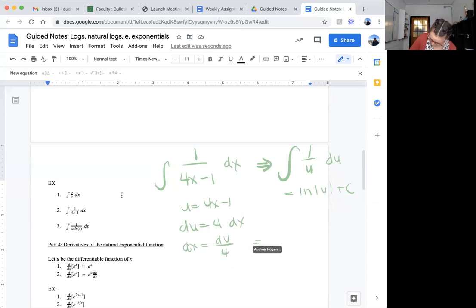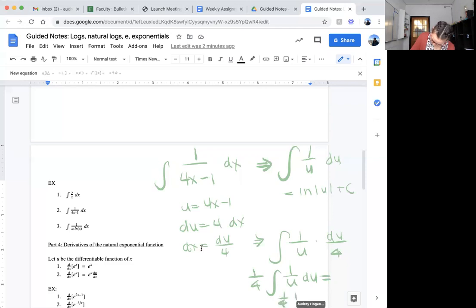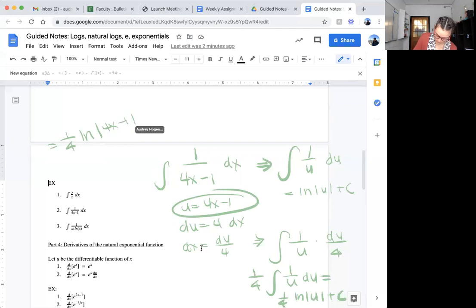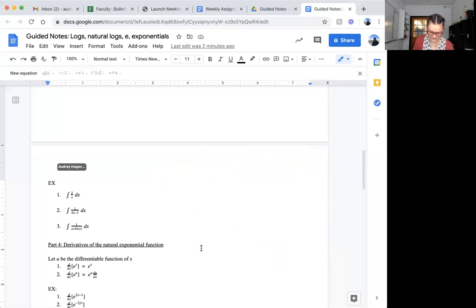So we're going to have the integral of 1 over u times du over 4. That du over 4 indicates that there's a constant of 1/4 that we can pull out. So we'll have 1/4 times the integral of 1 over u du. And then we know that the integral of 1 over u du is ln absolute value of u, so we get 1/4 ln absolute value of u plus c, and u was equal to 4x minus 1, so 1/4 ln absolute value of 4x minus 1 plus c. Beautiful.